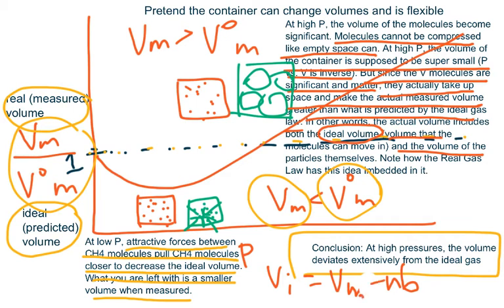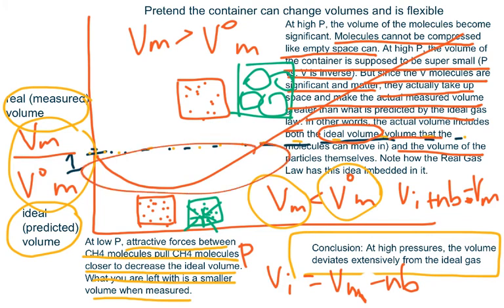Alright, so if we manipulate this equation, we can see that the ideal volume plus the volume of the particles themselves is equal to the measured volume. And notice how that exactly matches with the explanation we gave over here. And that's how the real gas law relates to this graph over here.